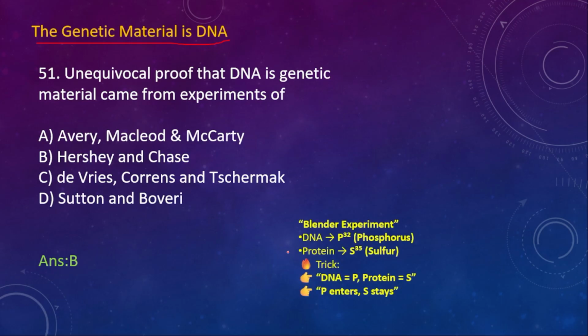What is it called? It is also called the blender experiment, where DNA is labeled with the isotope of phosphorus, that is P32, whereas protein, that is sulfur, is labeled with S35. How will you remember? DNA P, protein S. P enters, S stays. I will explain this later. There is a diagram in the upcoming slides, and I will explain about that.